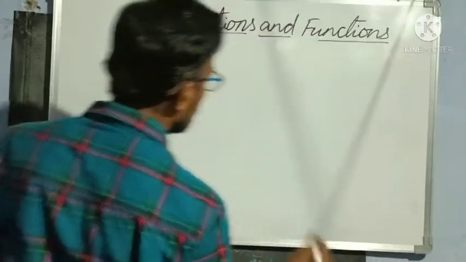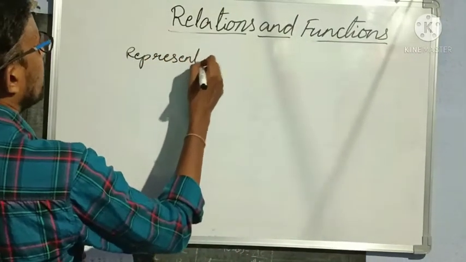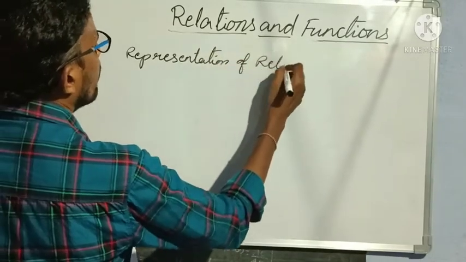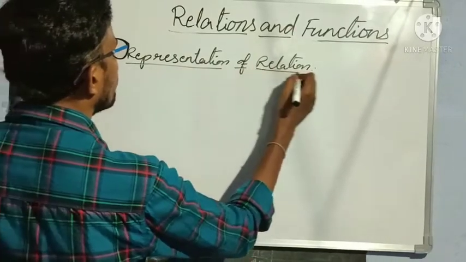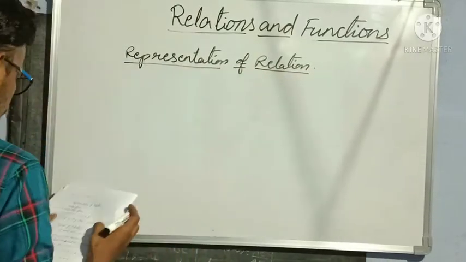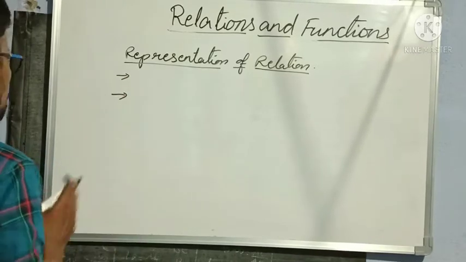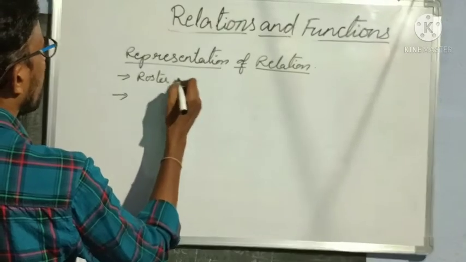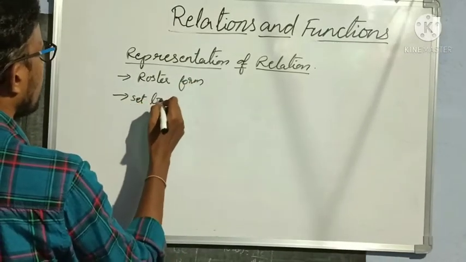So, next concept, representation of relation. How to represent a relation. Okay? Same like in the previous sets, in the set also we have 2 forms of representation, that is roster form and set builder form. So, the same we have to use here.